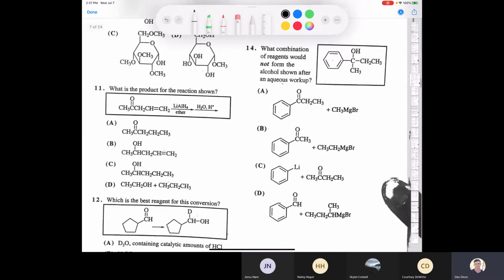All right, question 14. I love these kind of questions. So always long questions whenever they say, which of these would not form the following alcohol after aqueous workup? So aqueous workup just means like you've got this, and then these are all the first step of the reaction, and then it means that step 2 is just like put water in it. Okay, that's all it means by an aqueous workup. I'll give you a second to look at this one. I want you to think about this one.